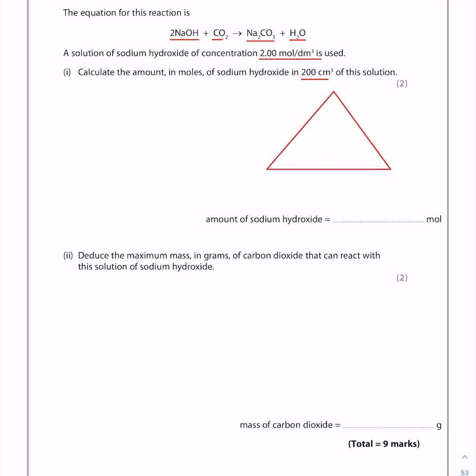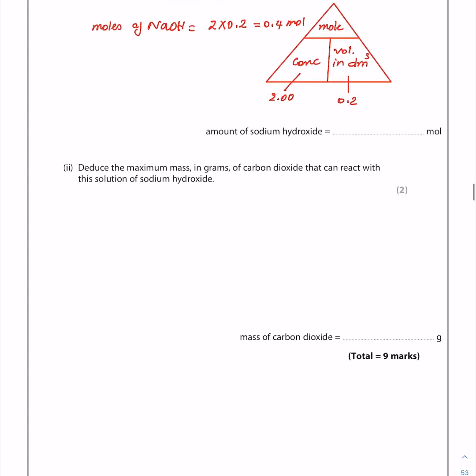يبقى أنا هشتغل بقانون concentration. Concentration is equal to moles over volume in cubic decimeter. معانا concentration 2 mole per cubic decimeter ومعانا الفوليوم 200 نعملها dividing 1000 تطلع 0.2. يبقى فاضل أنا أجيب المولز of sodium hydroxide. Moles of sodium hydroxide is equal to 2 by 0.2 يبقى give you 0.4 mole. Step 2 هنا نكتب 0.4 moles.